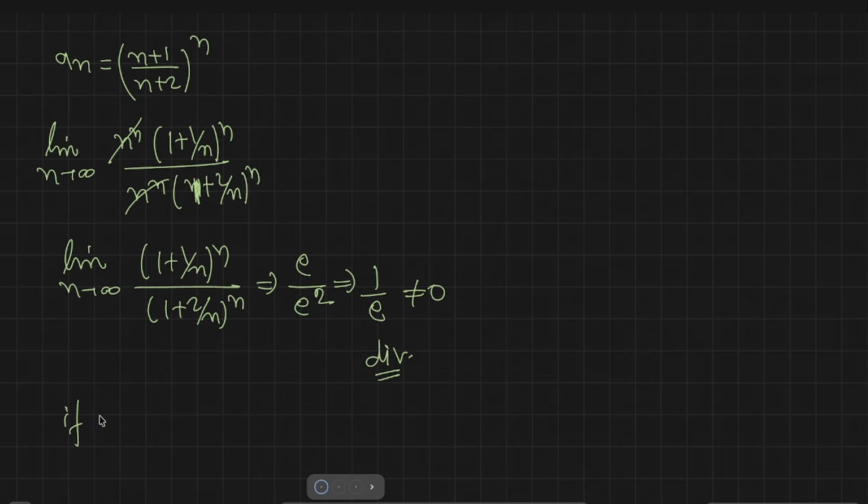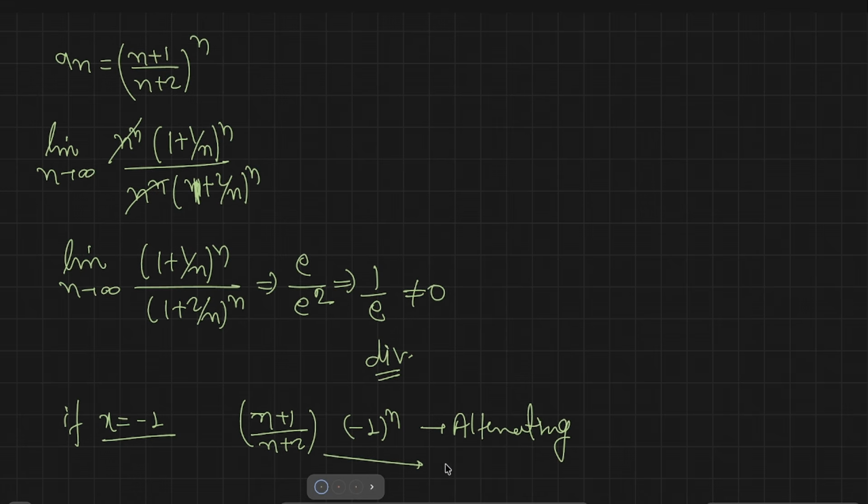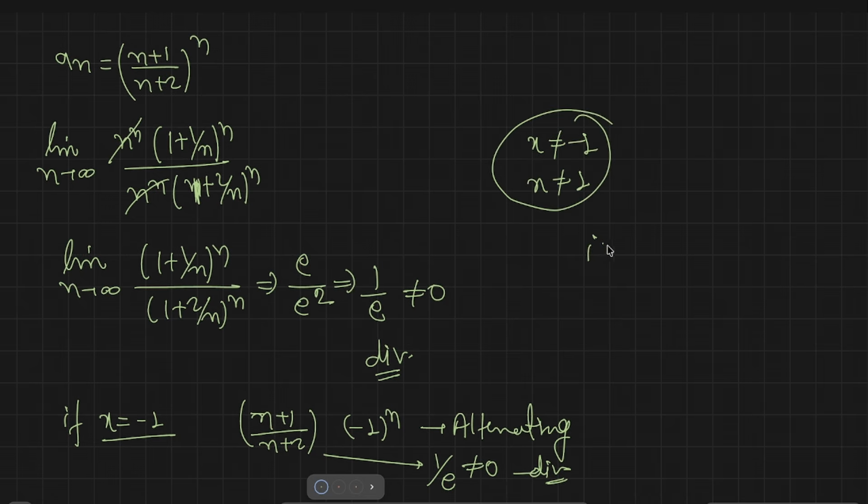Similarly, if you put x equals to minus 1, this is n plus 1, n plus 2, with minus 1 power n, so it is an alternating series. Again by putting the limit, it will be equal to 1 by e. Since it is not equal to 0, it is divergent. So at both endpoints it is not convergent, at minus 1 and at 1. So the interval of convergence is only this, in such a way that you can easily find the solution.